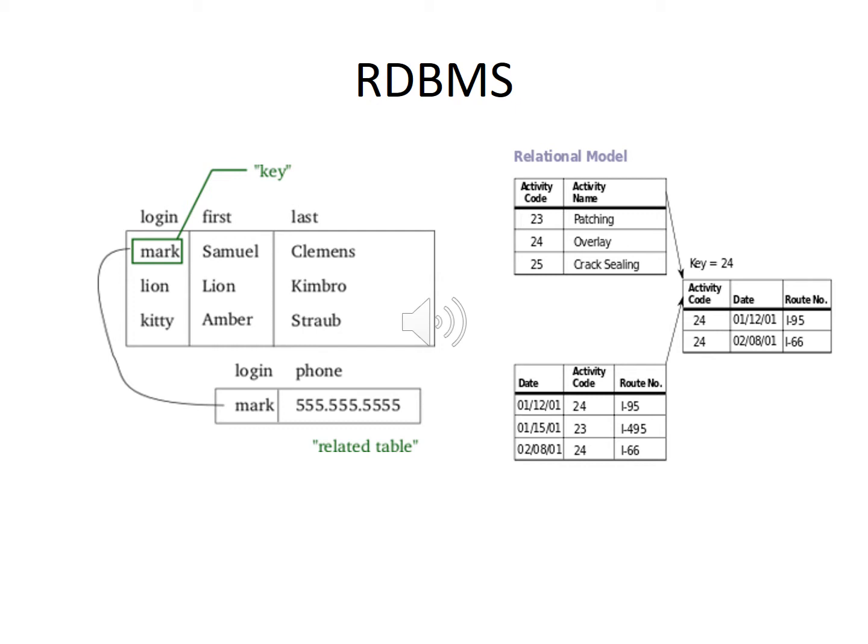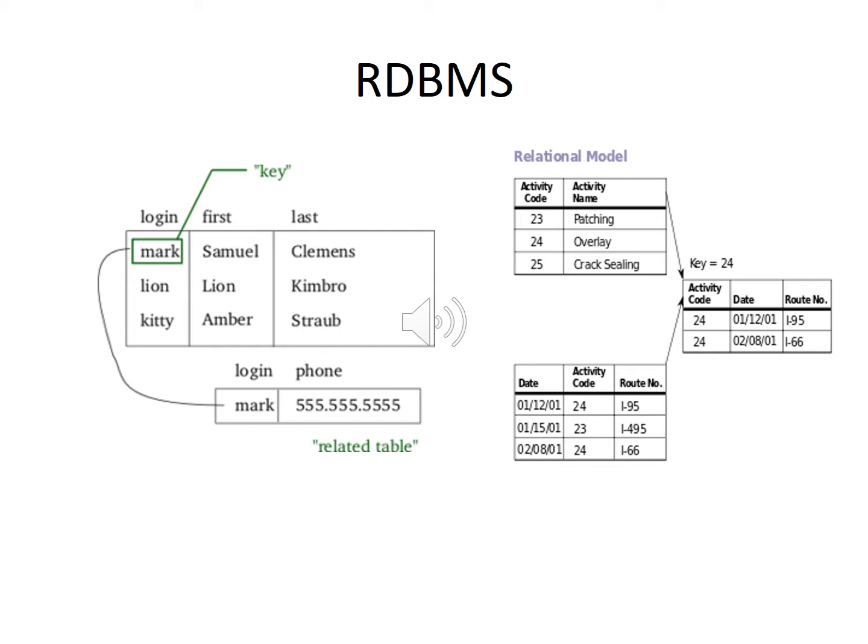On the right side is basically the concept of the relational model. So we see that there's probably a construction company database that lists in the top table the activity code and activity name. Activity code refers to the number, and then the name for that number is actually the activity that you do on interstate highways. You can either patch them, overlay them, crack seal, etc. In the second table at the bottom, you see the date.